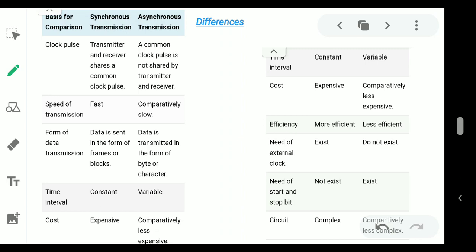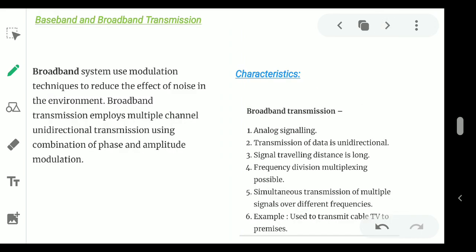Efficiency: synchronous is the most efficient one, and compared to synchronous, asynchronous is less efficient. Need of an external clock exists in synchronous, but in asynchronous there is no concept of clock pulse or clock signals. The need of start and stop bits doesn't exist in synchronous, but in asynchronous, start bit and stop bit are required. And the circuit is more complex in synchronous, and comparatively less complex in the asynchronous system.